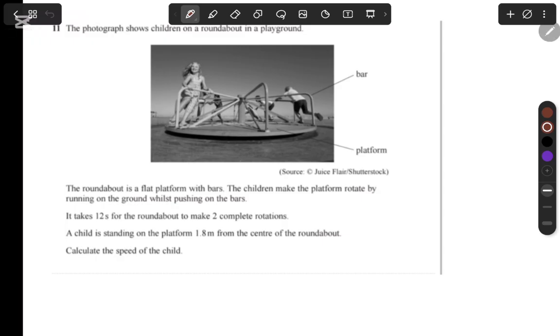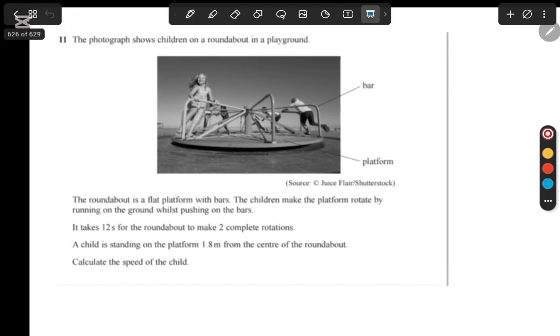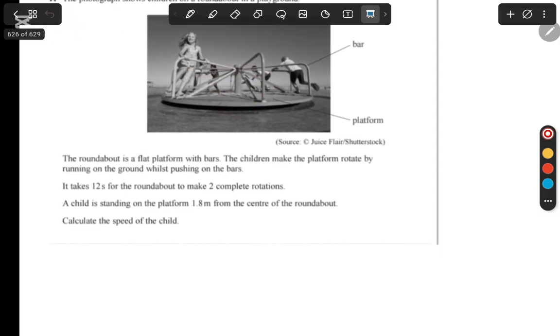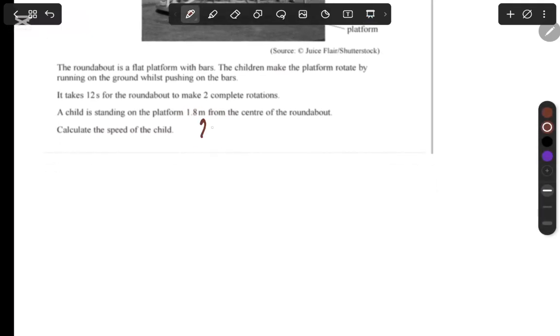So most of the questions that you get from this content are very easy. So we've got a question here. We have got these children playing on a roundabout, and the roundabout is a flat platform with bars, and basically the children will rotate it. It takes 12 seconds for a roundabout to make 2 complete revolutions or rotations. A child is standing on a platform 1.8 meters from the center of the circle, so that's going to be your radius. So we need to find the speed.